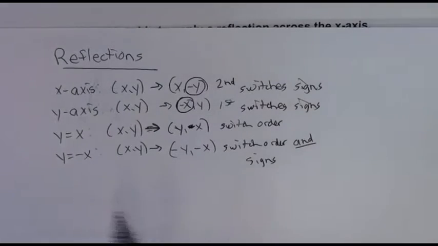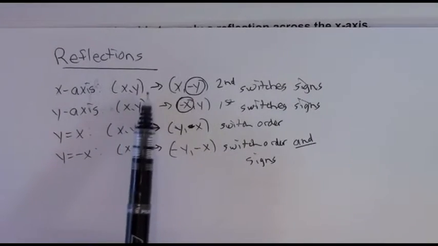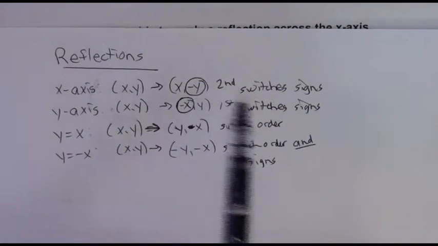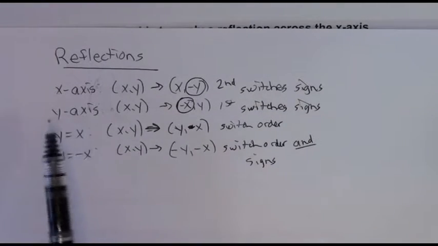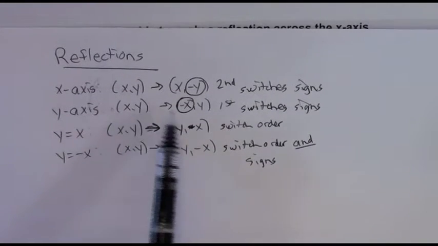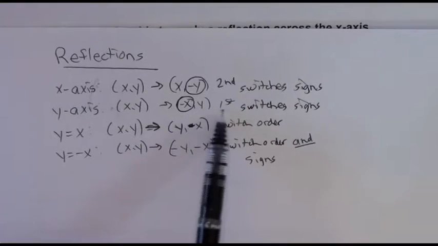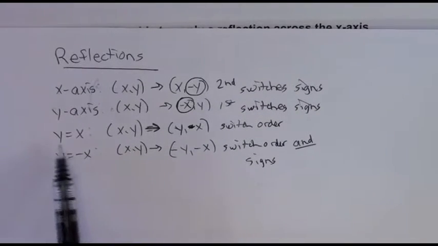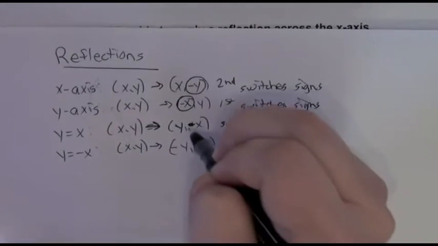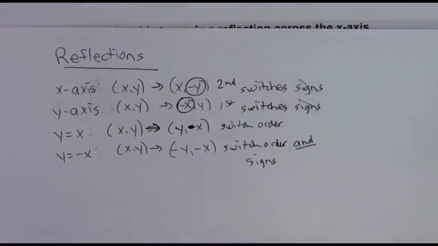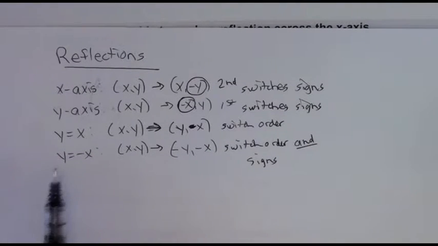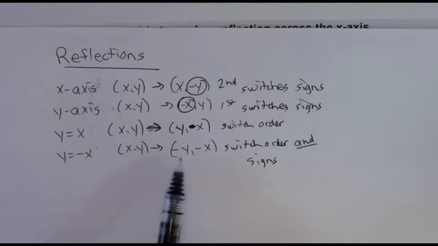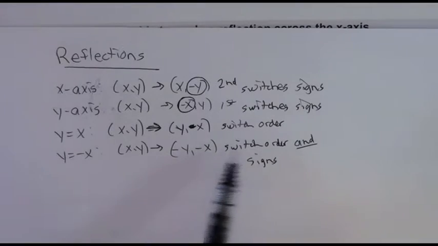Across the x-axis takes point (x, y) to (x, negative y), that is, the second value switches signs. Across the y-axis, (x, y) turns into (negative x, y). The first value switches signs. Across the line y equals x, (x, y) turns into (y, x). You switch order. And y equals negative x, (x, y) turns into (negative y, negative x). They switch order and they switch signs.